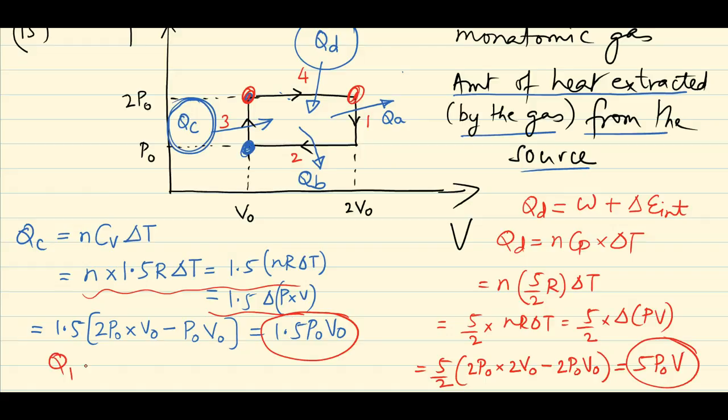Now QD I must add to QC to get the total heat supplied. So total heat supplied Q1 is QC plus QD, which is 6.5 P0 V0, which is one of the options given, 13 by 2 times P0 V0. So that would be the heat supplied to the working fluid, that is to the gas, by the source, that is by the hot reservoir.